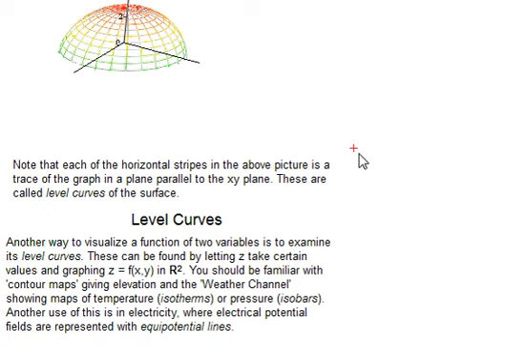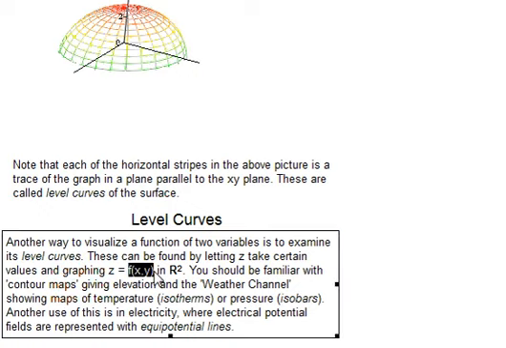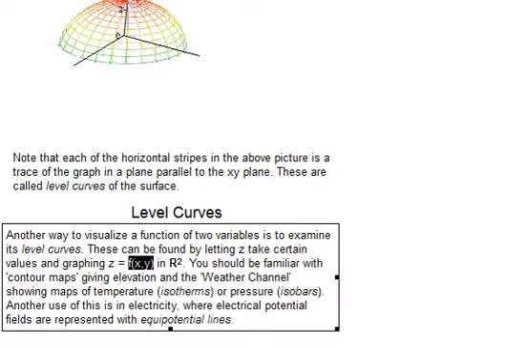You know, these are hard to visualize. I'm fortunate that I have some software that'll let me do that. If I was teaching this class face-to-face and trying to draw these things on the blackboard, it could be very challenging. You can find this by letting z take certain values and graphing z equals f of x, y. You should be familiar with contour maps giving elevation, and the weather channel showing maps of temperature called isotherms, or pressure called isobars. Another use of this is in electricity, where electrical potential fields are represented with equipotential lines. But I'll leave that for your physics teacher.